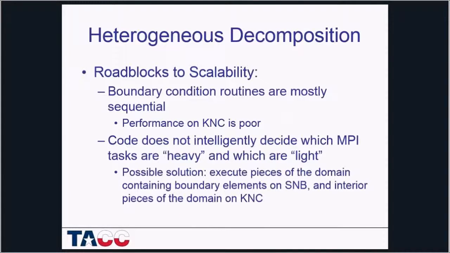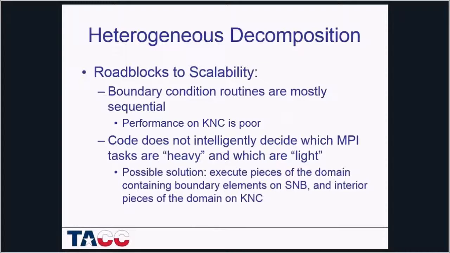So some of the problems we've had getting this to scale on the MIC: we have boundary conditions that are computed that are completely sequential at this point, and performance for sequential code on Knight's Corner is quite poor. The code actually has no capability to decide which parts of the domain have boundary conditions and which parts do not. So sometimes the boundary condition is solved on the Sandy Bridge, and sometimes the boundary condition is solved on the MIC.